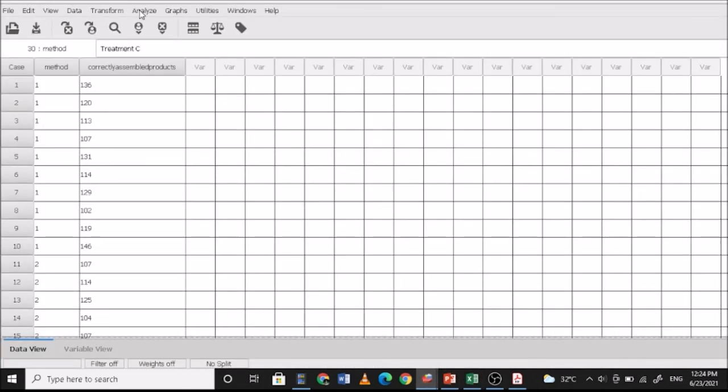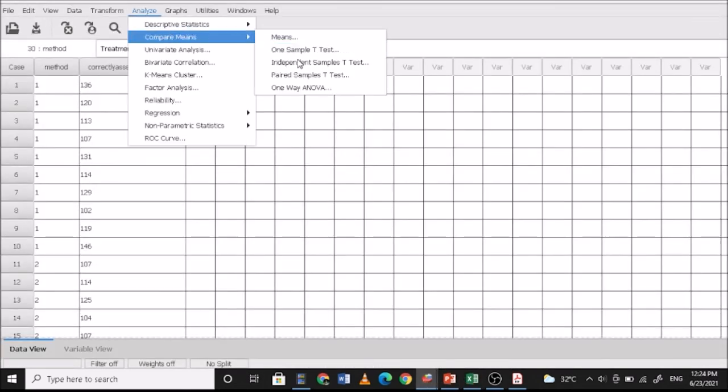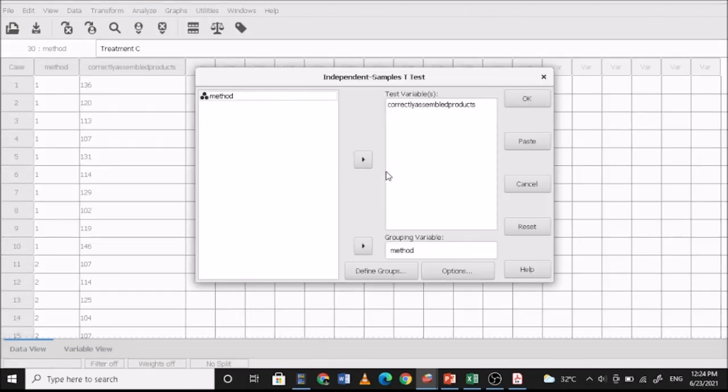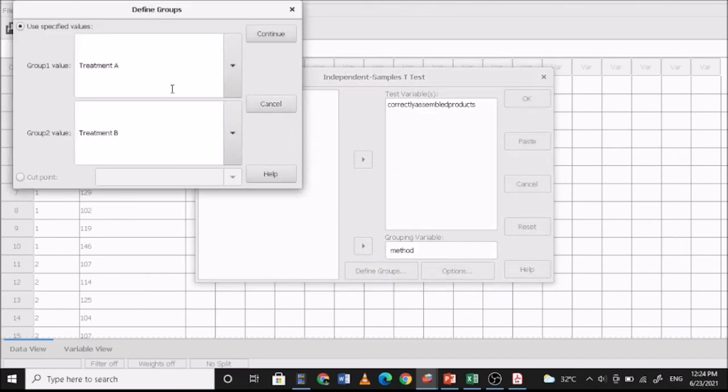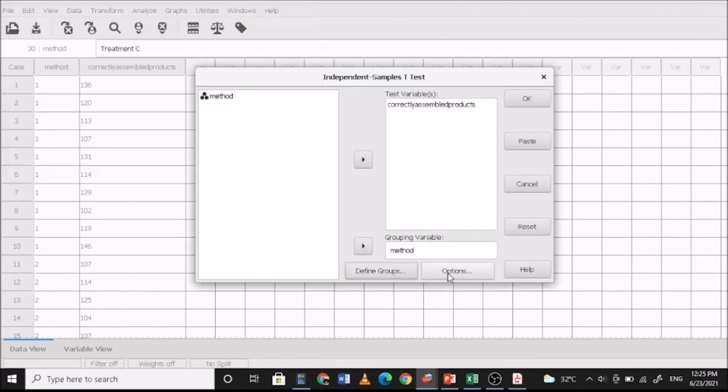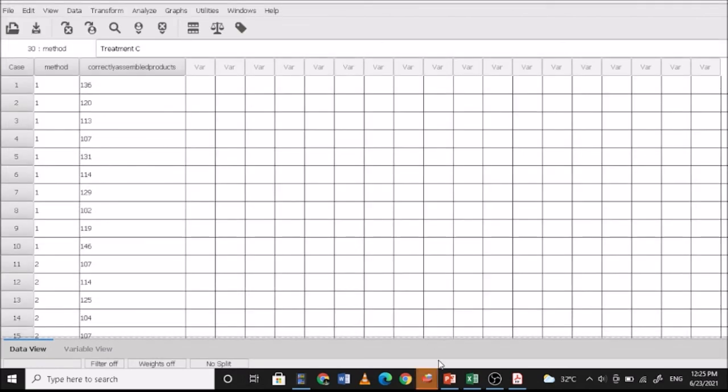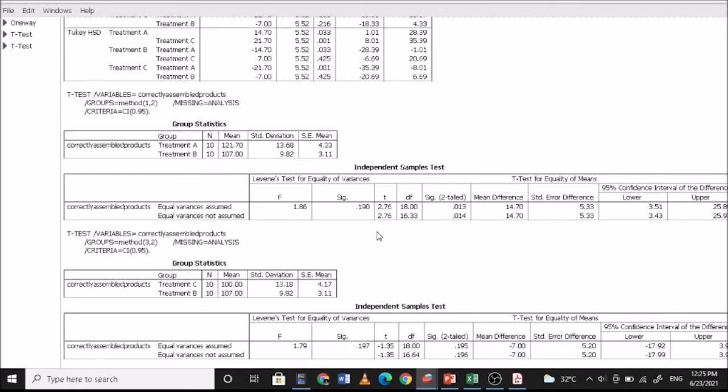And also to check, analyze, compare means, independent samples t-test. Then define groups. So instead of treatment A, let's have treatment C. Continue. And for the result, this sig two-tailed is 0.195, which is greater than 0.05. So there is no significant difference between treatment B and treatment C.